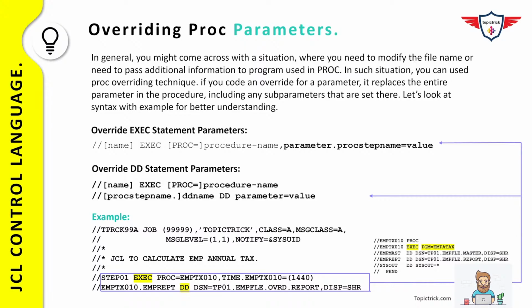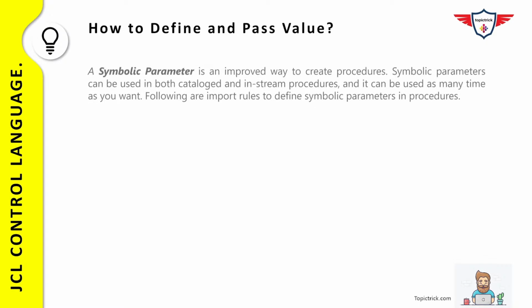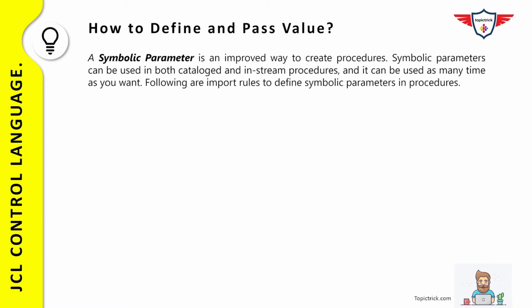Now let's talk about another important topic, that is JCL symbolic parameters. They are very important from a programmer perspective because with the help of JCL symbolic parameters, you can write catalog and in-stream procedures in a more generalized way. And with the help of the SET statement, you can set the value of these parameters, and those catalog and in-stream procs can be used across multiple jobs. You only need to change those parameters with the help of the SET statement.